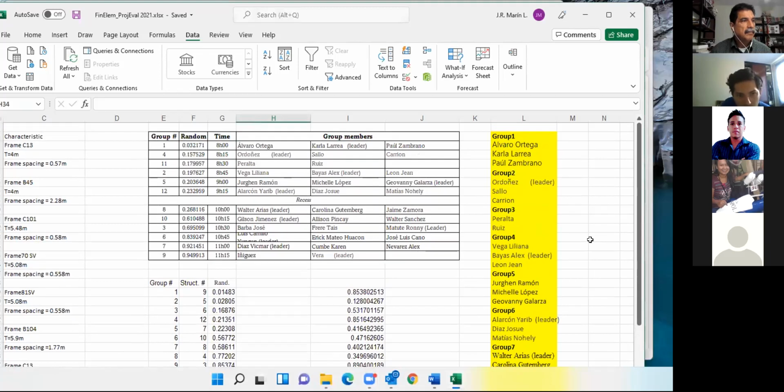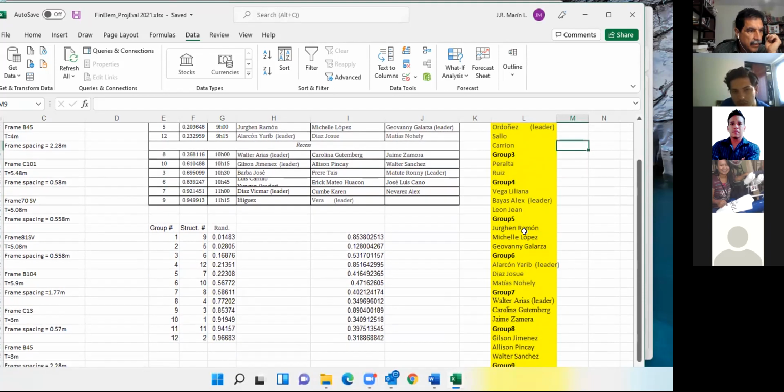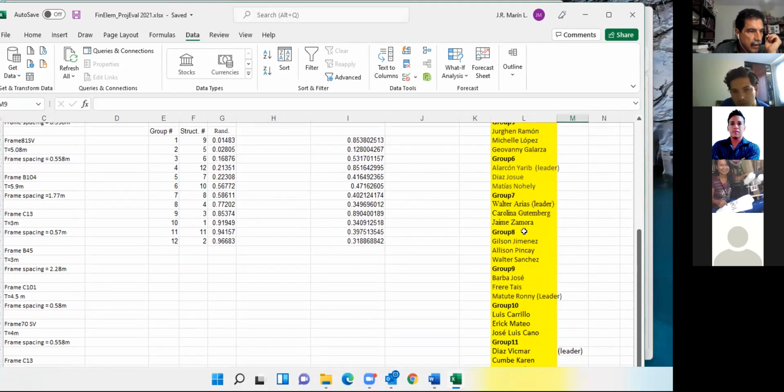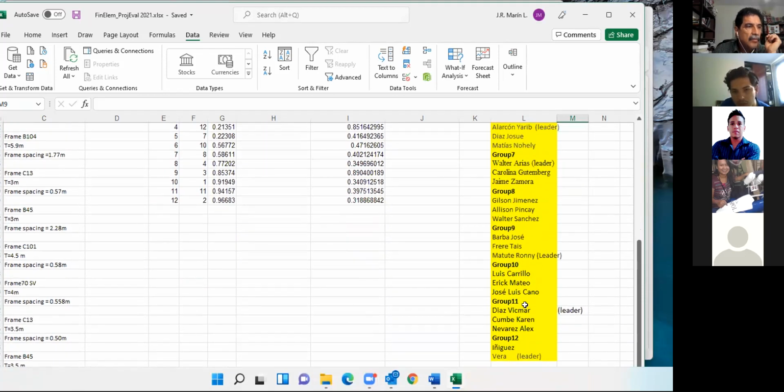Can you see my Excel table? Yes. Okay, on column L, these are the official number of each group. So, where are you? Where are you? Oh, here it is. You are group 11.